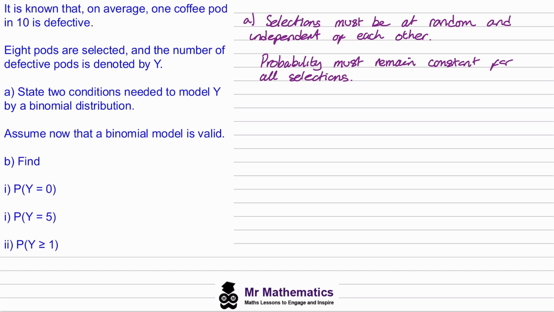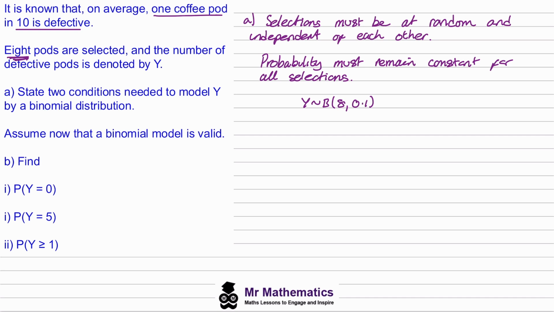distribution wouldn't be appropriate. But then we're told to assume that the binomial model is valid, and we've been asked to work out these probabilities. So we need to define our binomial model. So we're saying that Y is distributed binomially with 8 trials, and our probability of success of 1 coffee pod in 10 being defective would give us P as 0.1.